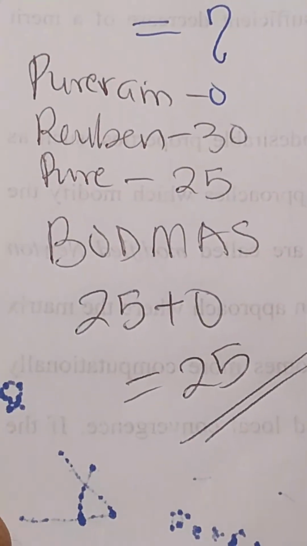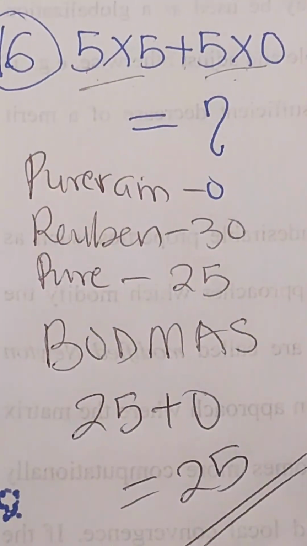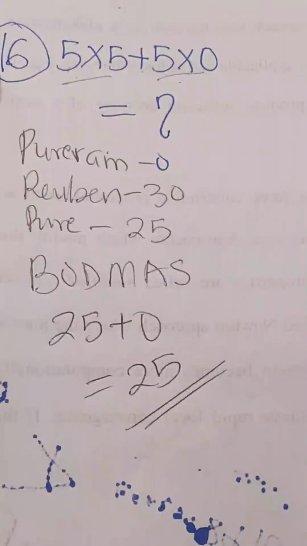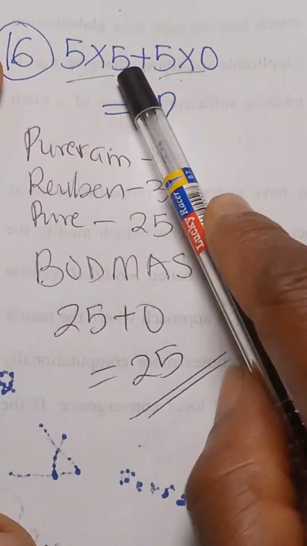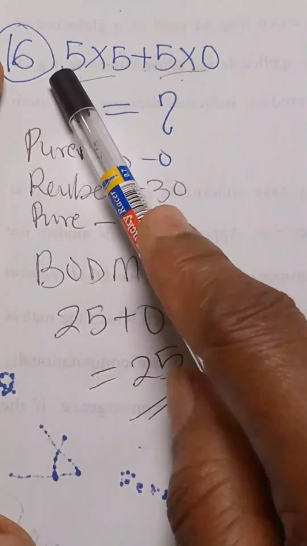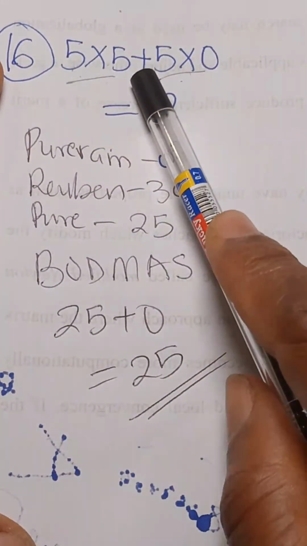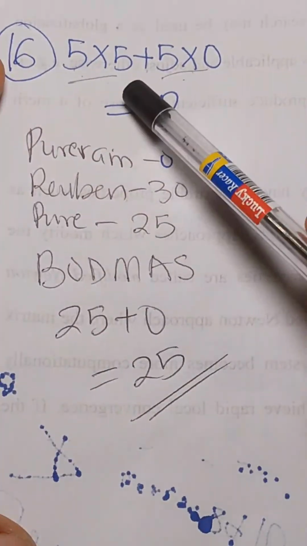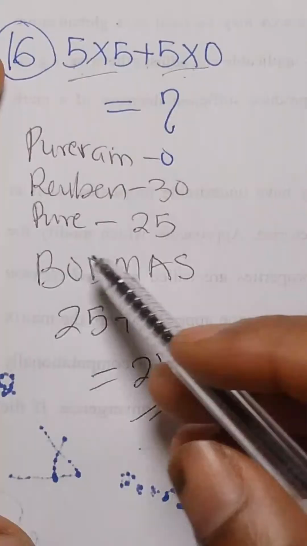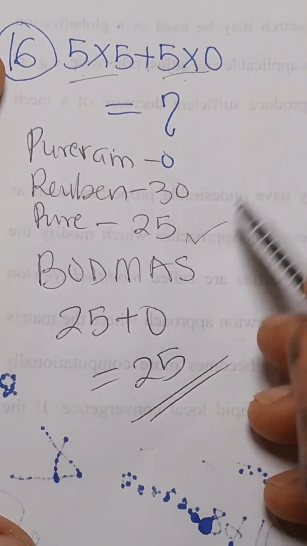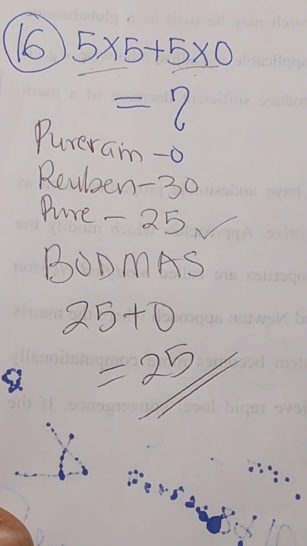It's that easy. Okay, let me minimize this so you can see it here. We have 5 times 5 plus 5 times 0. In BODMAS, you multiply first. 5 times 5 is 25, plus 5 times 0 is 0, and this is 25. So after all the roundabouts, Pure Rain, you got it correct. So we go to the next question.